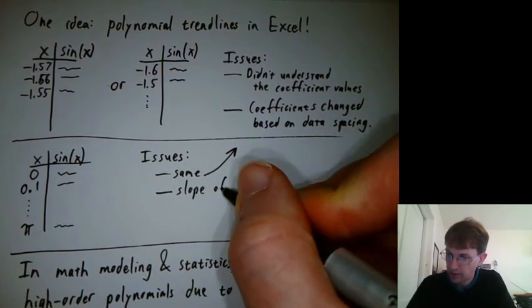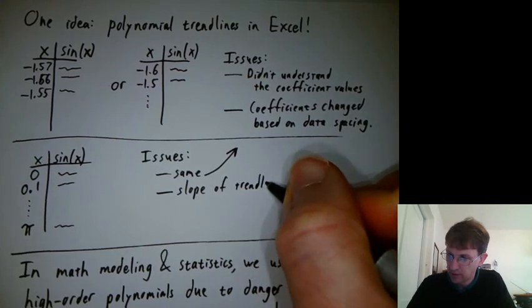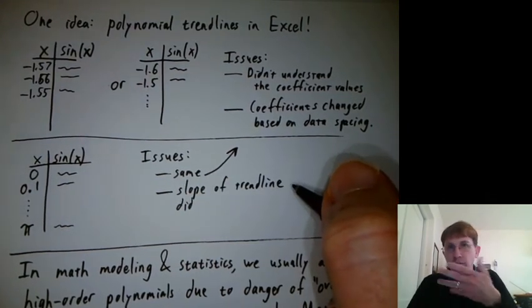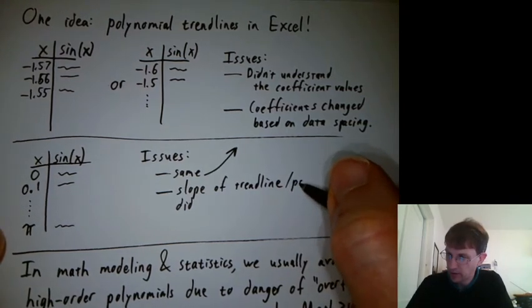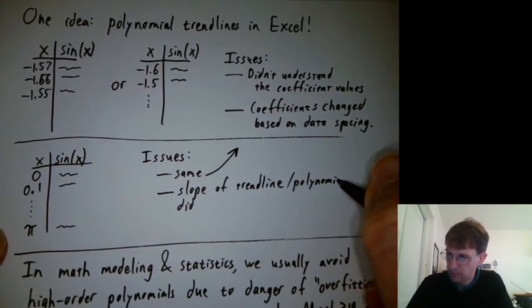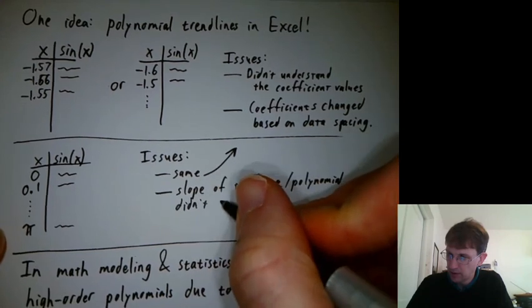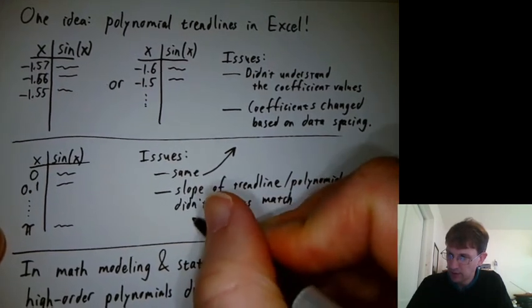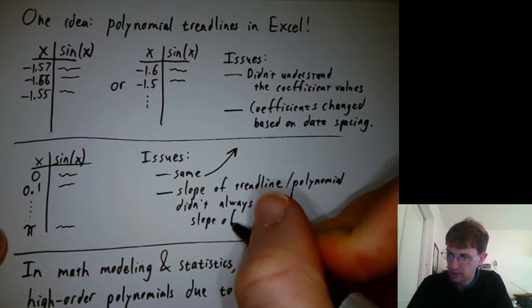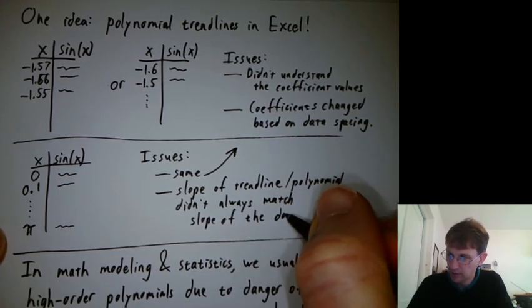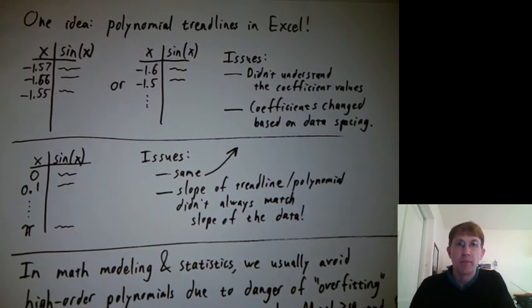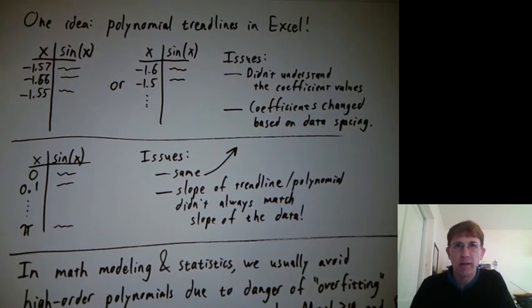So the slope of the trend line didn't always match, and when I say line, I mean polynomial. Didn't always match the slope of the data. That's a pretty big problem. And it was in kind of an unpredictable way.